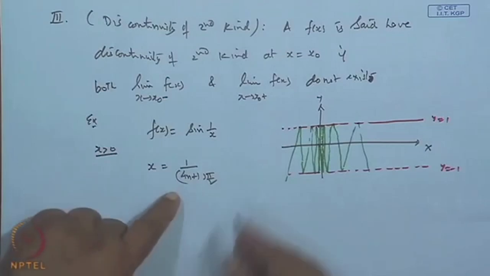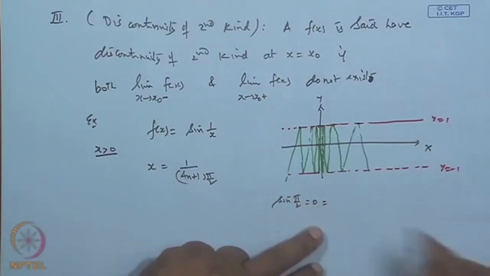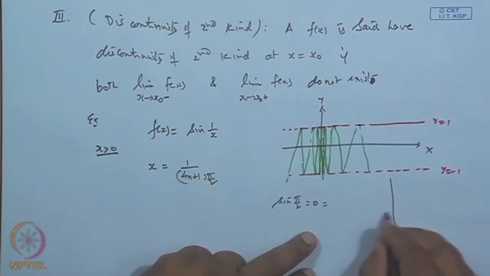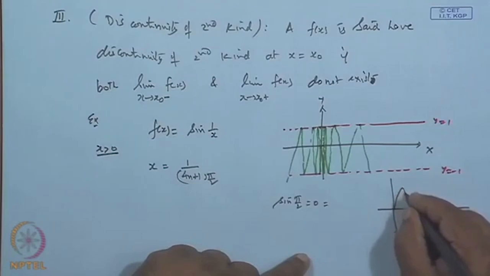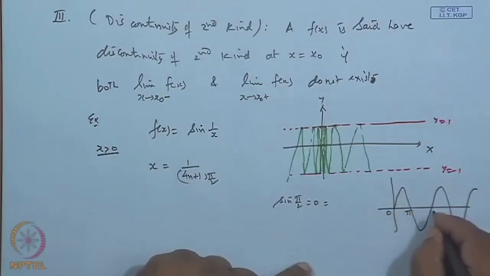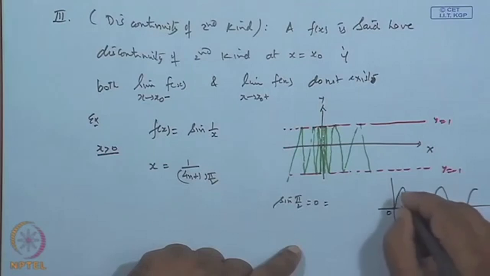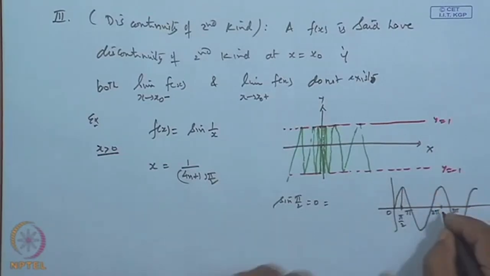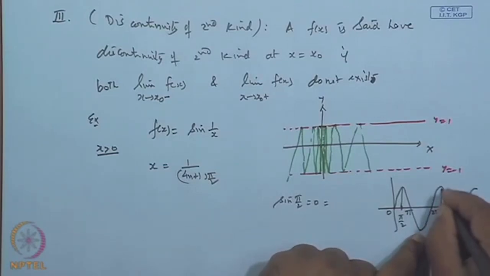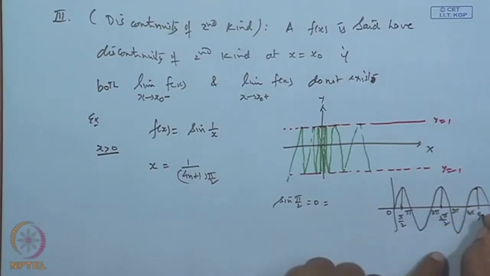What happens? We know sin 0 is 0, sin pi is 0, sin 2 pi is 0, sin 3 pi is 0, and so on. But at pi by 2, it has the positive value 1. Sin of 2 pi plus pi by 2, that is 5 pi by 2, has value 1. Then again 9 pi by 2, the function has value 1.